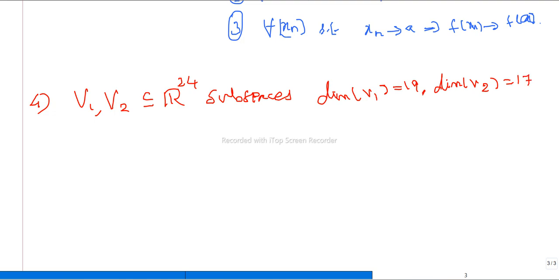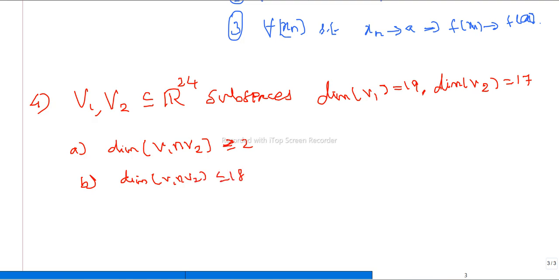The first option: the smallest possible value for the dimension of the intersection of these two is 2. The second option is the largest. I am saying the smallest possible, therefore at least it should be 2 and at most 18. So the dimension of V1 intersection V2 is at most 18, at least 2.